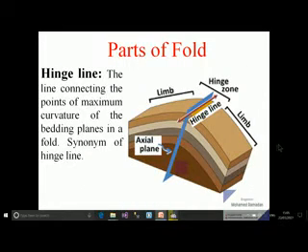The fold has parts. First part, the hinge line. It is the line connecting the points of maximum curvature of the bedding planes in a fold. This is the hinge line.